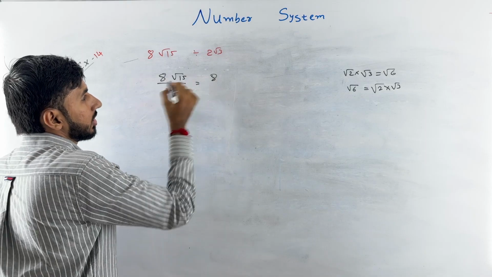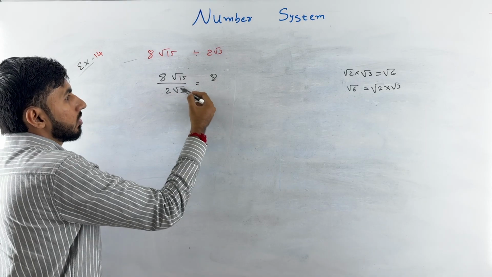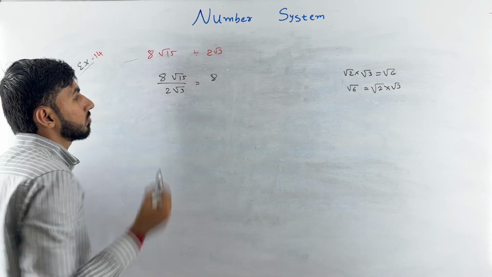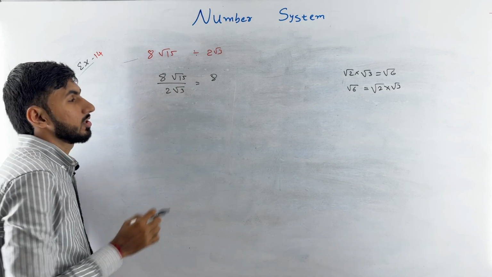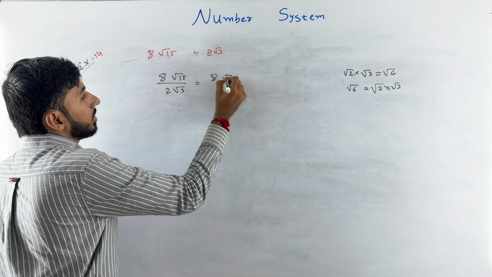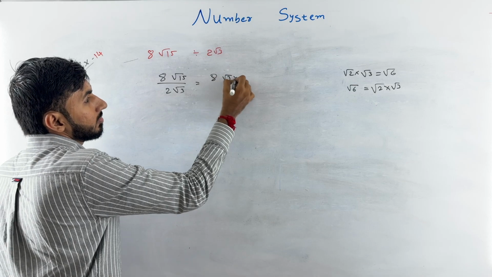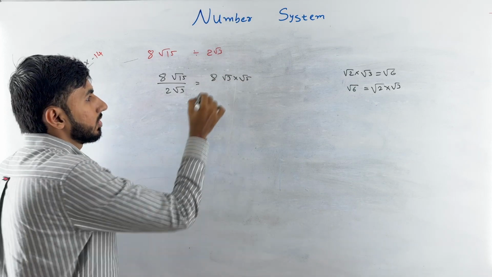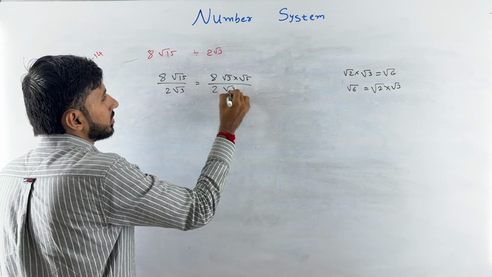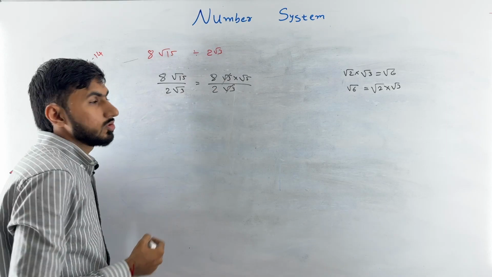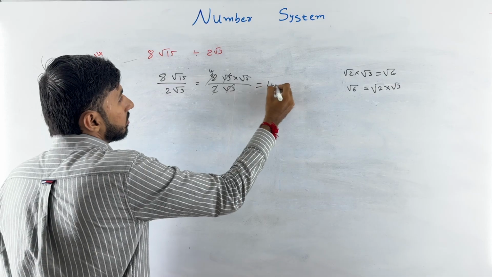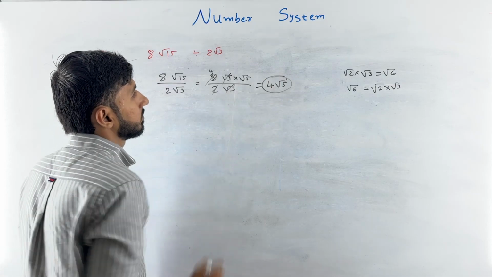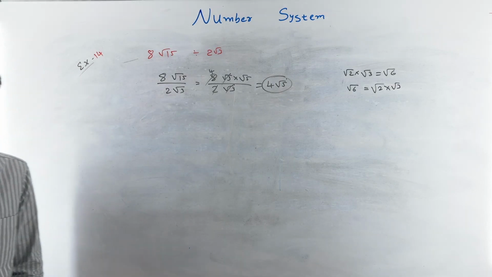Now if I want to cut down, I want to get root 3 in the numerator because I have root 3 as a denominator. So I can write root 15 as root 3 multiply root 5. And in the denominator we have 2 root 3. Now if I cut down root 3 with root 3, and 2 with 8, that is 4. So my answer will be 4 square root of 5. This is my final answer. You can do it simply.